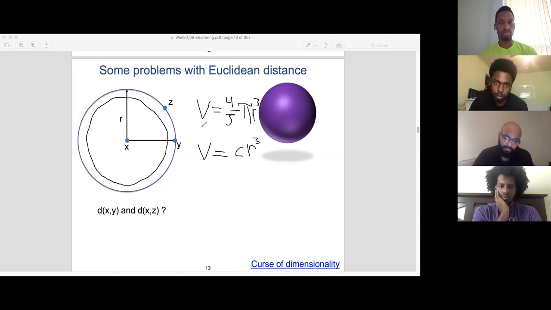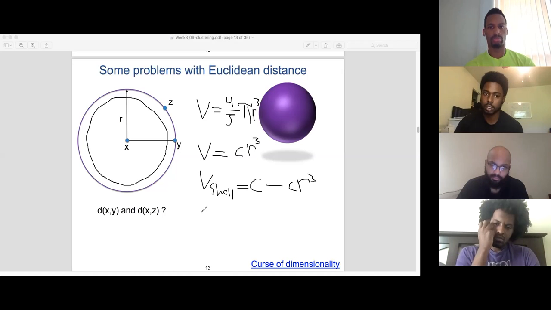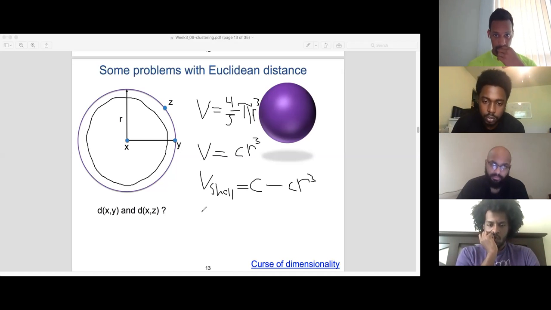Are we with me? All right. Then we can say that the volume of a shell, so this outer shell in 3-dimensional space, is going to be equal to the total volume, so some constant C, minus, assuming that R is the distance from the center to the innermost part of the shell, C r cubed.